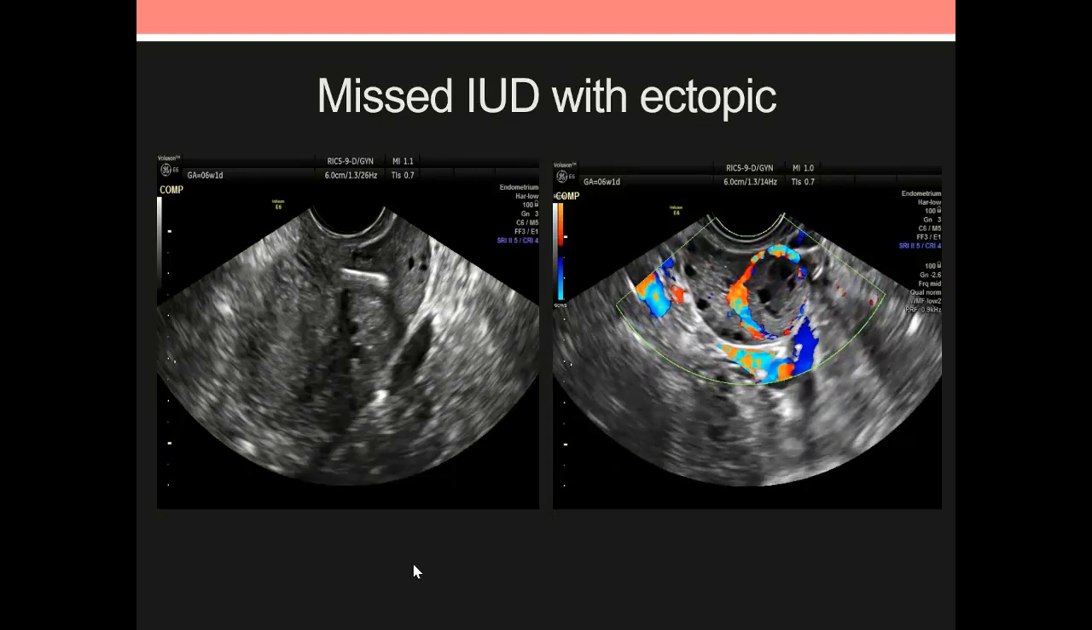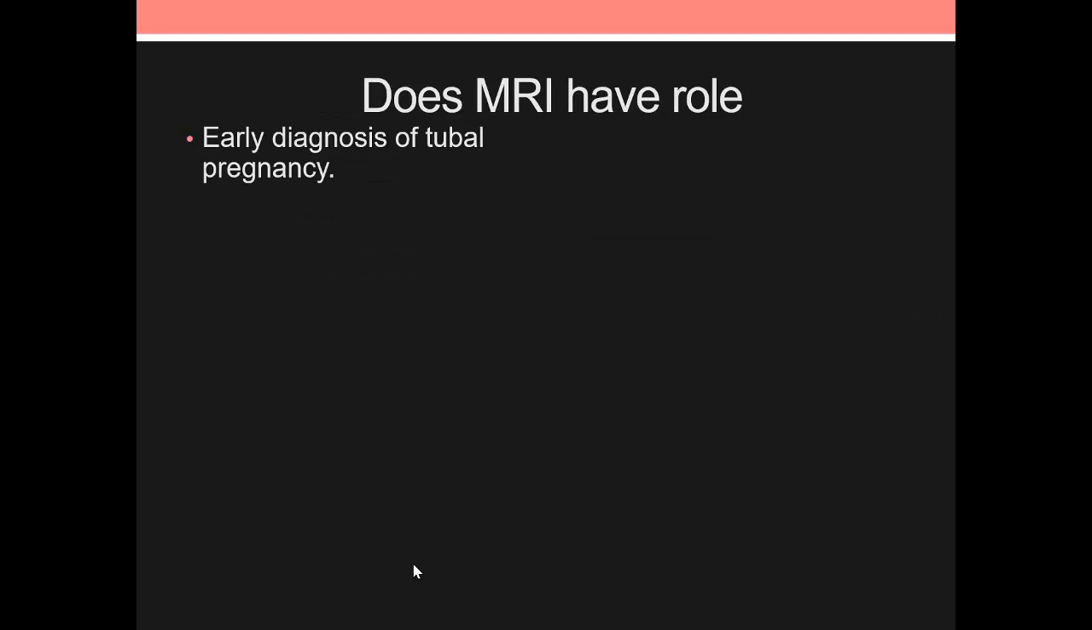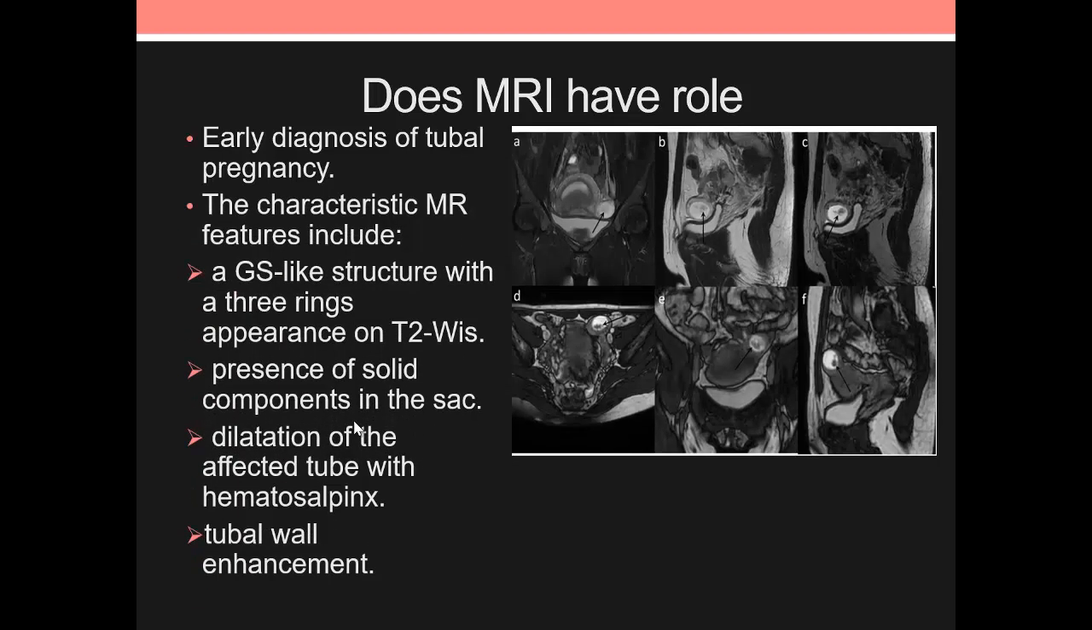So this is missed IUD with ectopic pregnancy. This is regarding the ultrasound. Does MRI have a role in early diagnosis of ectopic pregnancy? The characteristic MR features of ectopic pregnancy: a gestational sac-like structure with a 3-ring appearance on T2.